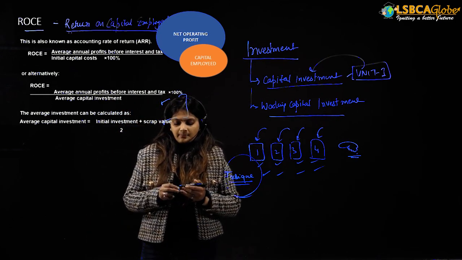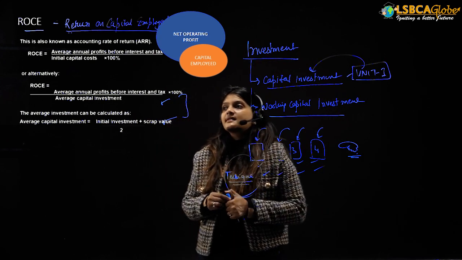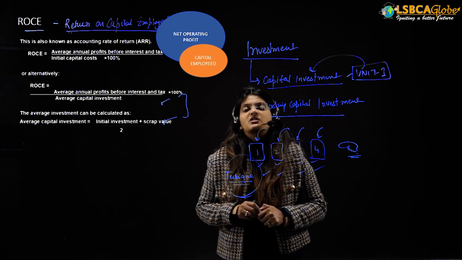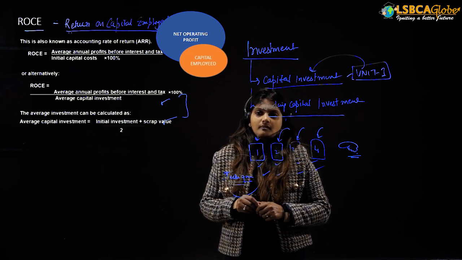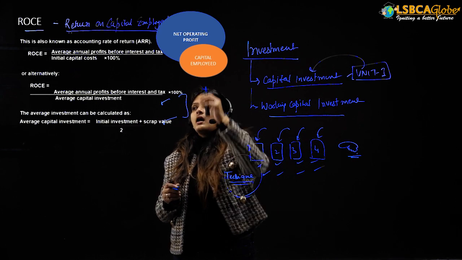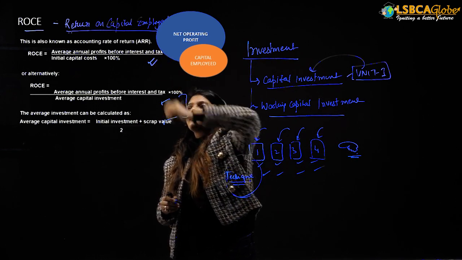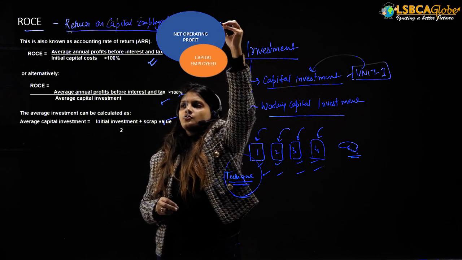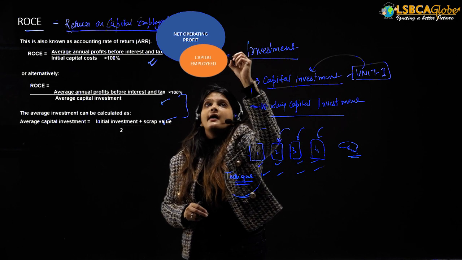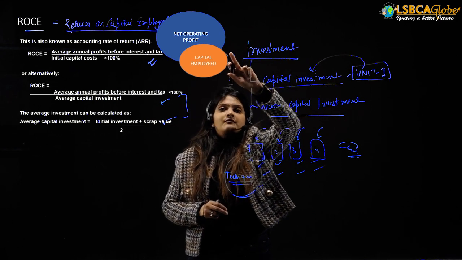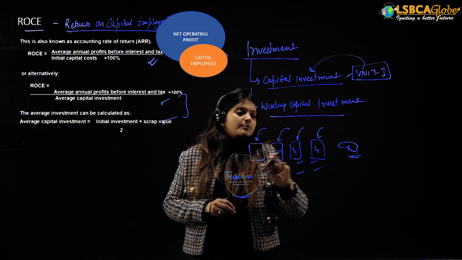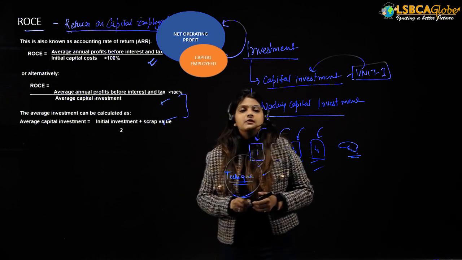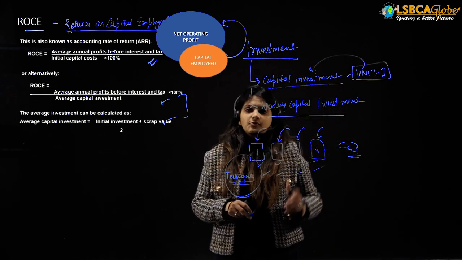Return on capital employed basically gives you a percentage of how much the average profit should be over the capital investment undertaken. It is calculated using a formula: average annual profits divided by initial investment. Under this, we see that if we employ $1 of investment in a particular project, what will be the profitability generated by each project. So let's say we have four projects as options.